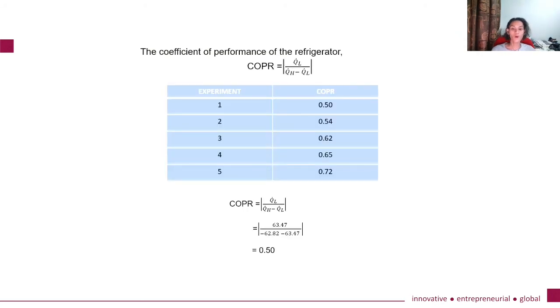So for the coefficient of performance of the refrigerator, we calculate it by using QL over QH minus QL. And for experiment 1, we got the coefficient of performance of the refrigerator is 0.5. For experiment 2, we get 0.54. For experiment 3, we got 0.62. Experiment 4, 0.65. And experiment 5, 0.72.